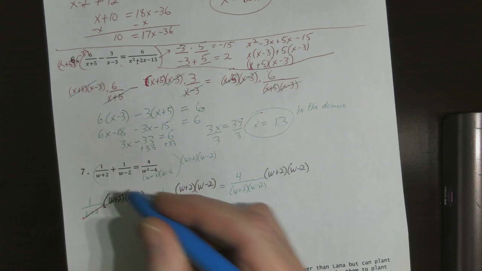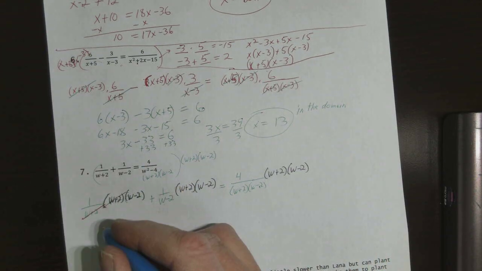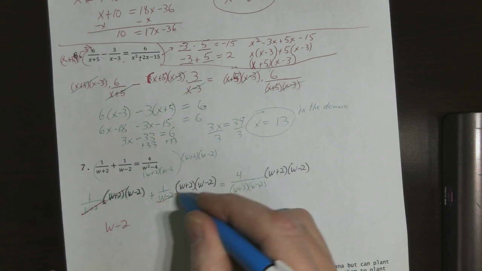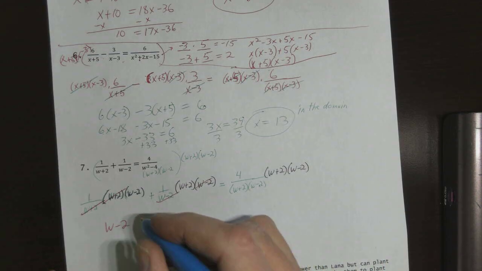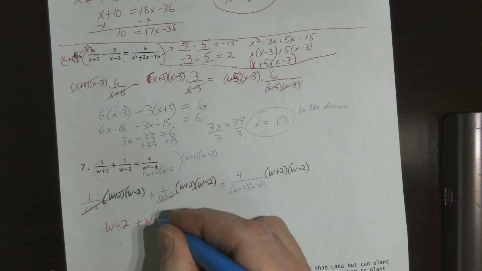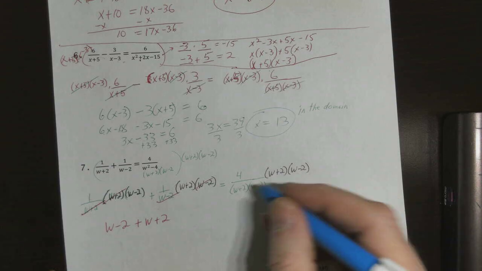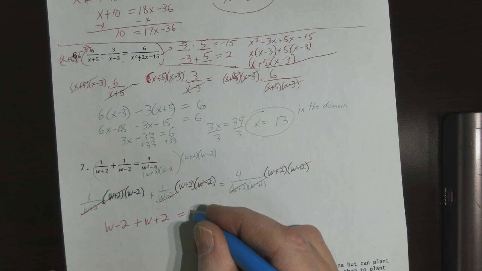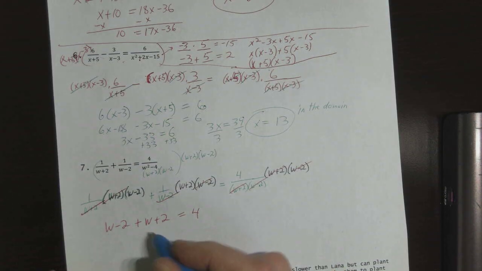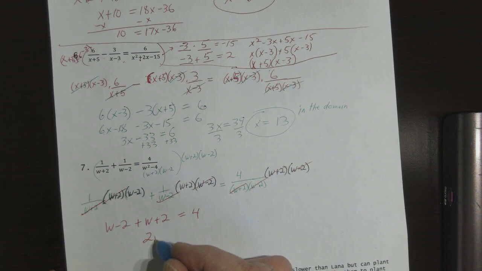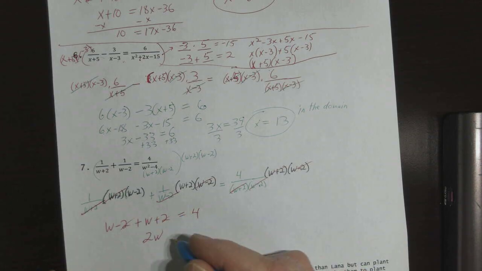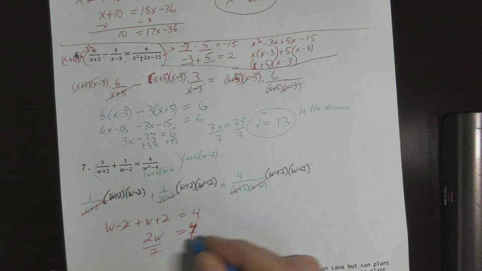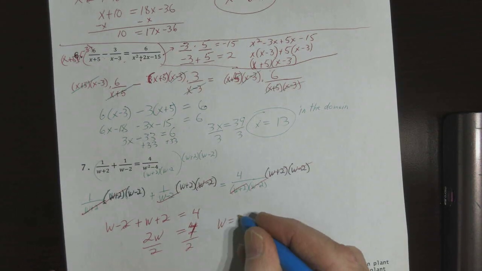W plus 2's cancel out here. It's 1 times w minus 2, which is w minus 2. The w minus 2's cancel out here. So that's plus w plus 2. And the w plus 2's and the w minus 2's cancel on this side of the equation, so that is 4. And w plus w is 2w. Negative 2 plus positive 2 is 0. So 2w equals 4. Divide by 2, and w equals 2.